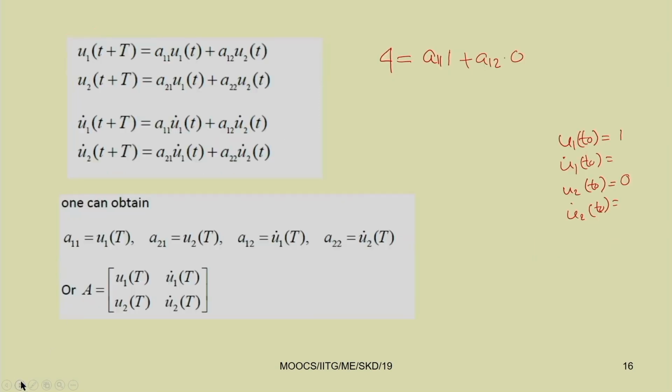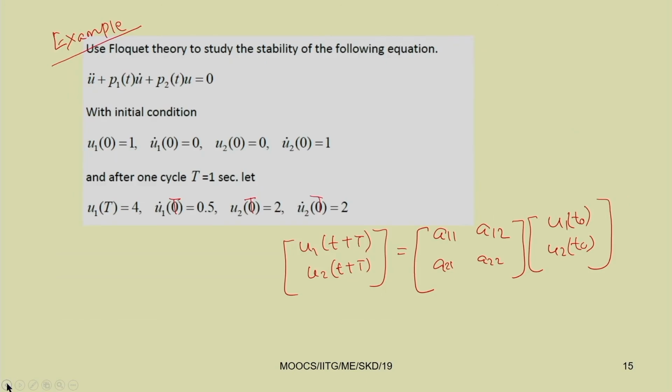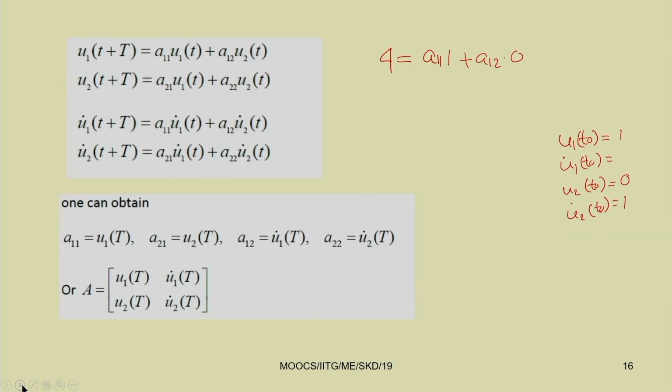So, u2(0) equal to 0, u2 dot equal to 1, and u1 dot is also given to be 1, and these other values are u1(T) equal to 4 and u2(T) equal to 2. So, let us now write the second equation.